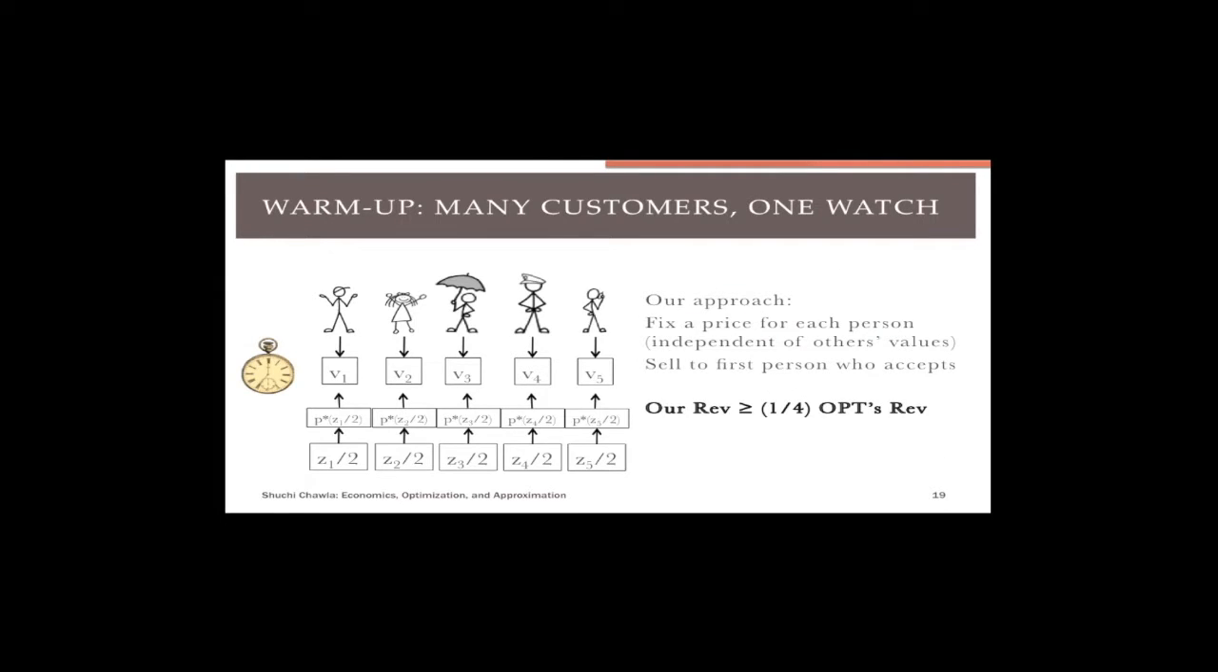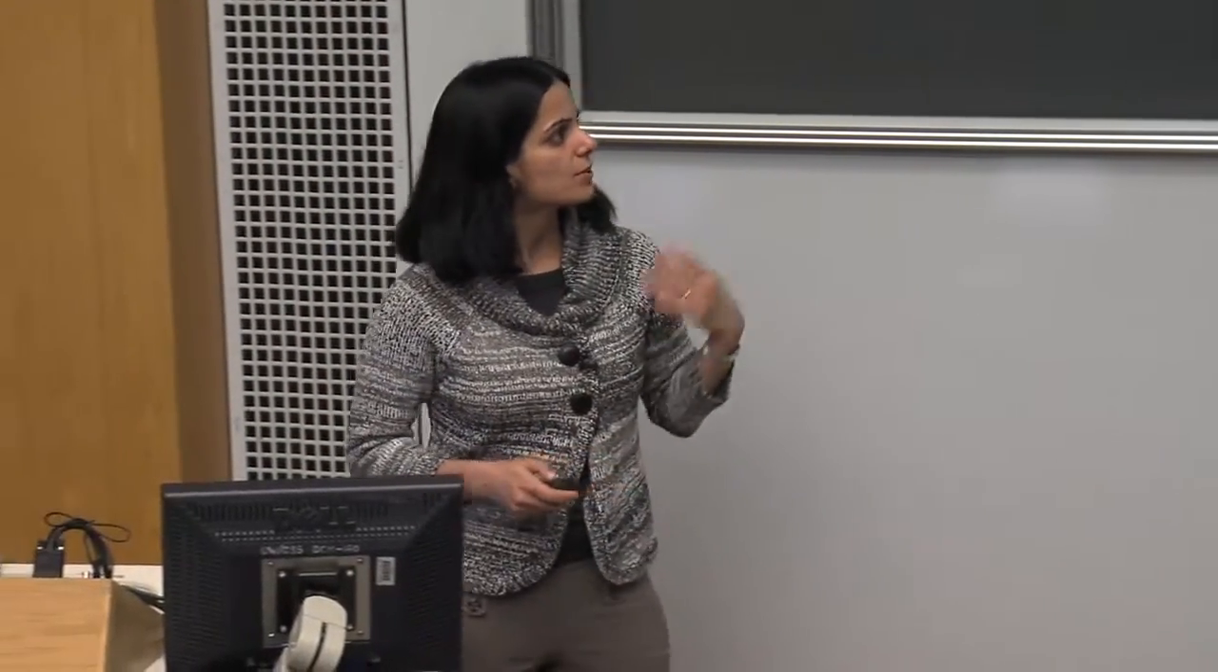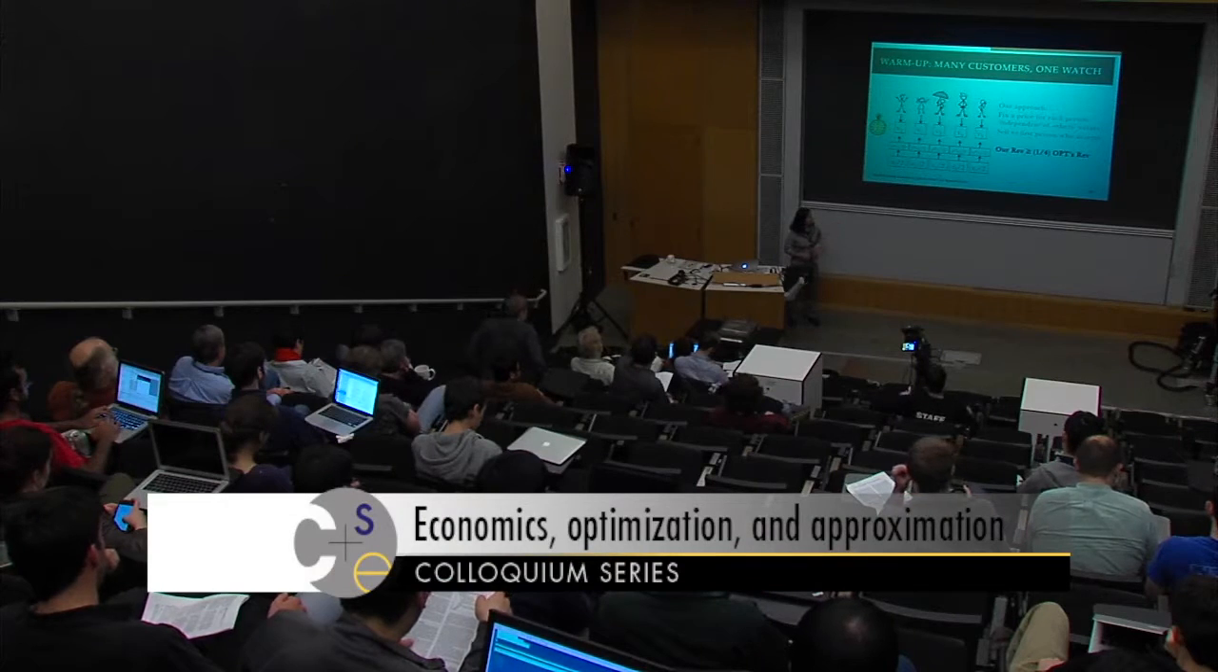So what's the implication? The implication is that there's some setting of prices that we can offer for this watch to the customers so that if we sell the watch to the first person that claims the watch at the corresponding price, then our revenue is no worse than 1/4 of the optimal thing that you could have done with this much more complicated approach of maybe auctioning the watch or selling it through different venues and so on. Okay, so that's the first non-trivial result.